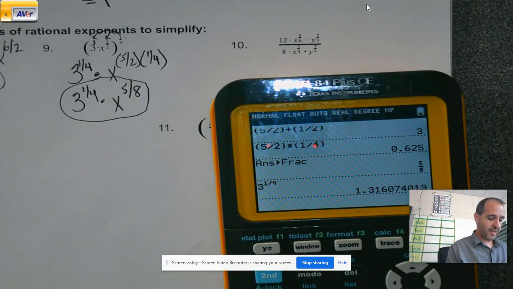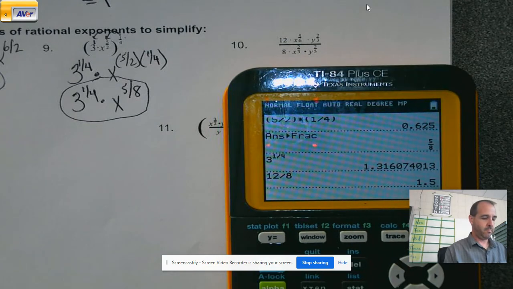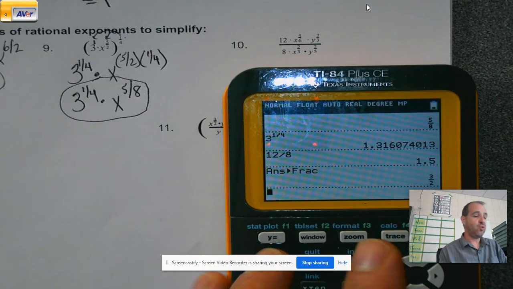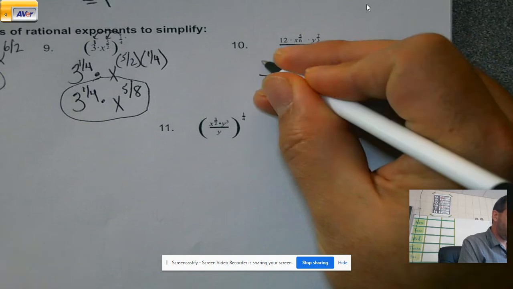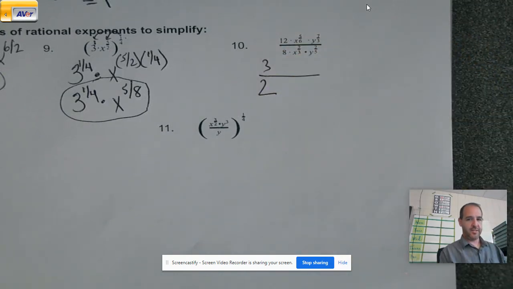Coefficients don't play by exponent rules. Not 1.5. Math, enter. 3/2. So 3/2. Now comes the next interesting part. If we're going to use bigger minus smaller for our exponents, what if you look at the fractions and you don't know which one's bigger?